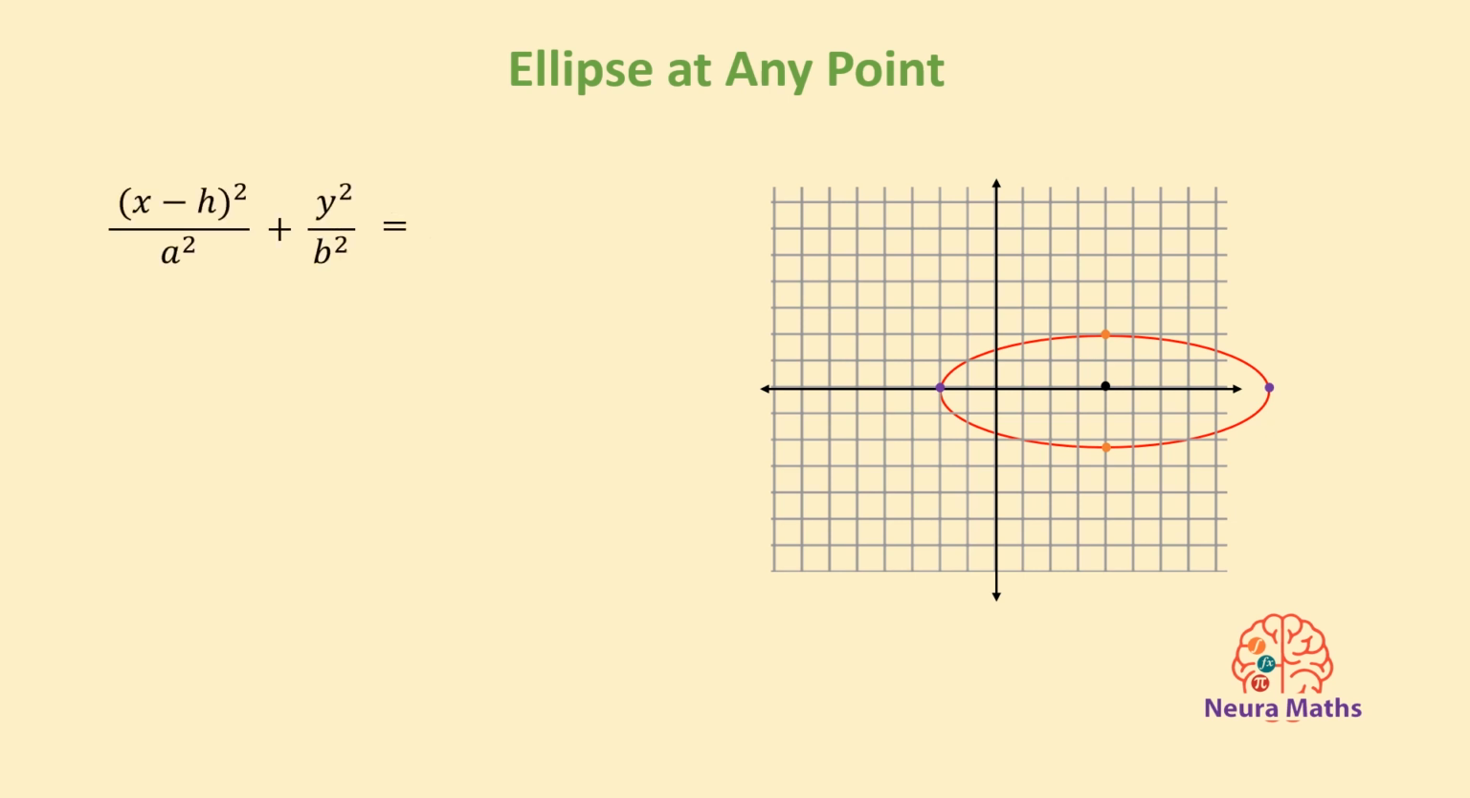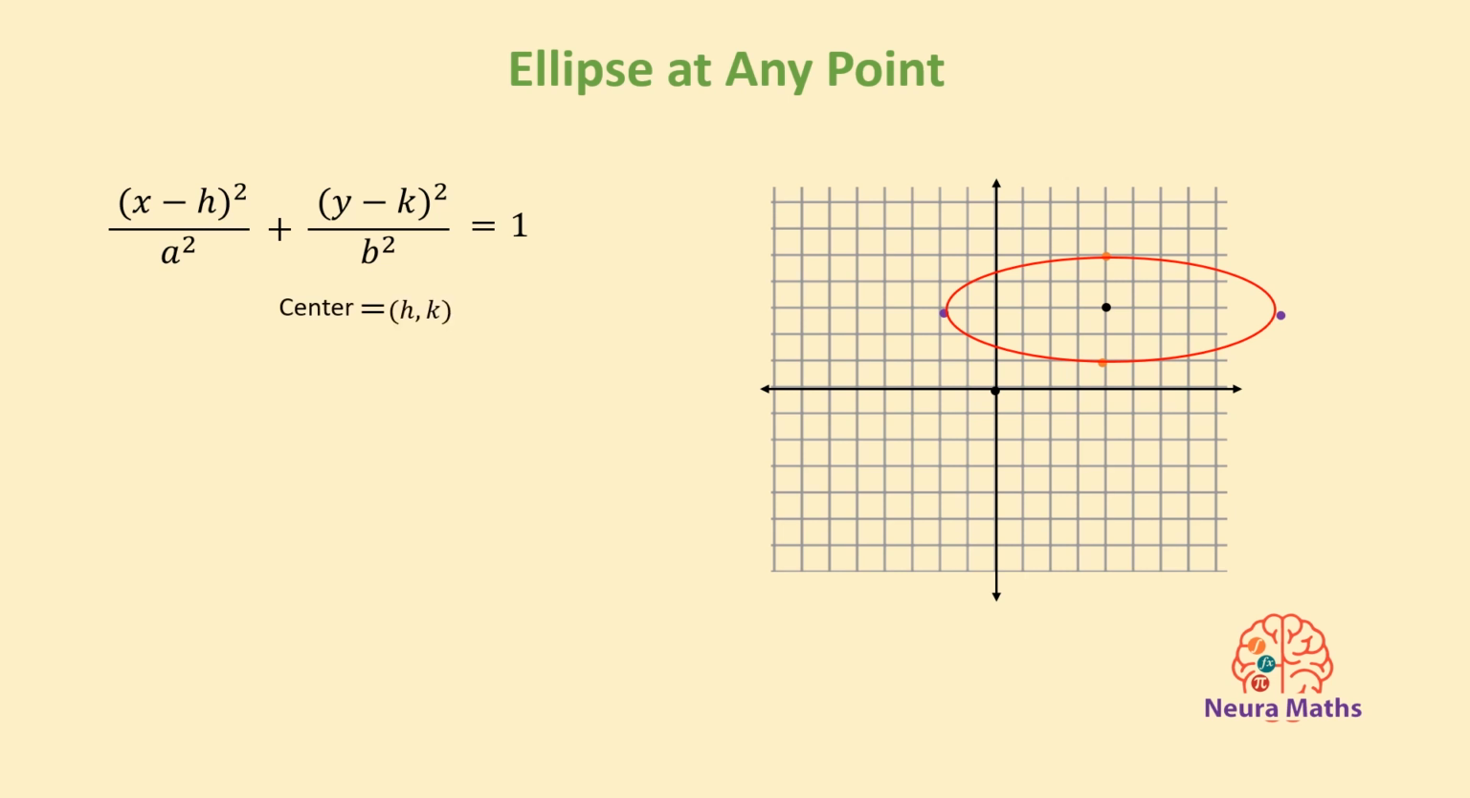What do you think the equation of the ellipse would be when translating it again k units vertically? We would replace every y with y minus k, so this is the equation of the ellipse at the point h, k. What would be the vertices of the ellipse before translating it to the point h, k?